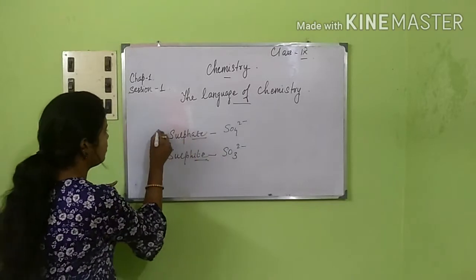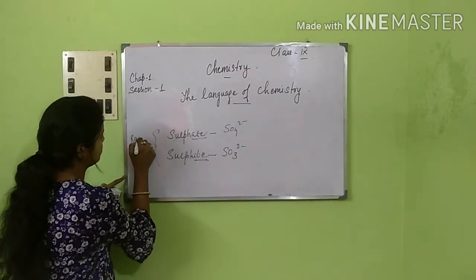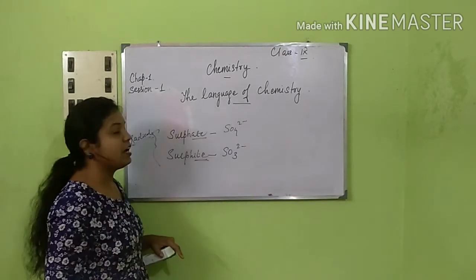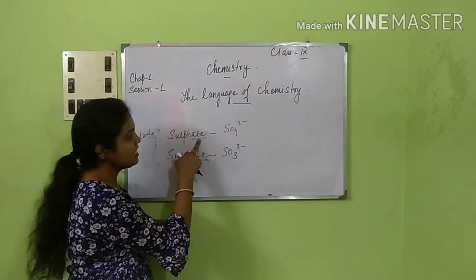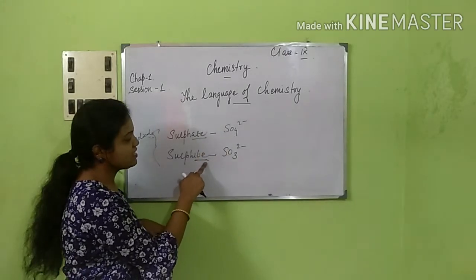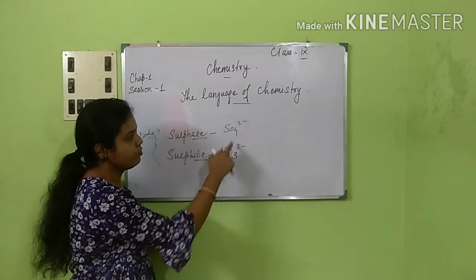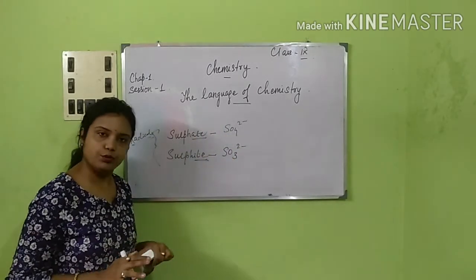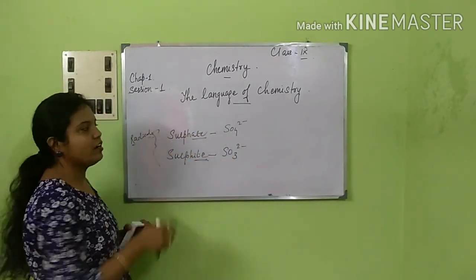These are all radicals. Sulfate, ATE, means more oxygen, you can see O4. Sulfite has less oxygen, you can see O3. Valencies are same for both. These all are radicals.